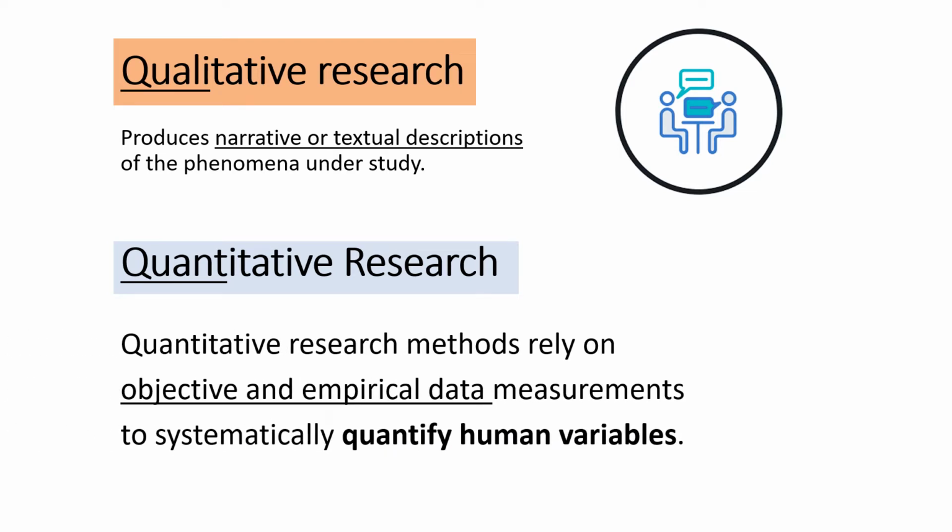Quantitative research will rely on objective and empirical data measurements and thus will be able to systematically quantify human variables. So objective is that what occurs without the bias of subjective influence. Empirical measures involve those that can be directly recorded and sensed through the various senses of the human body.